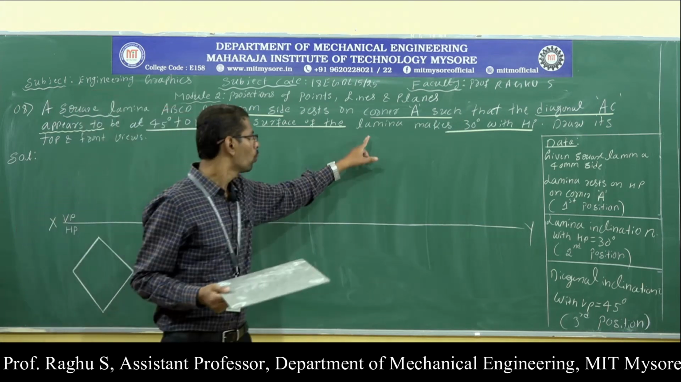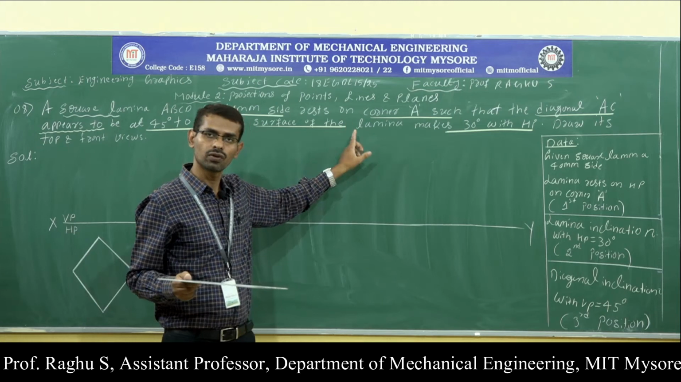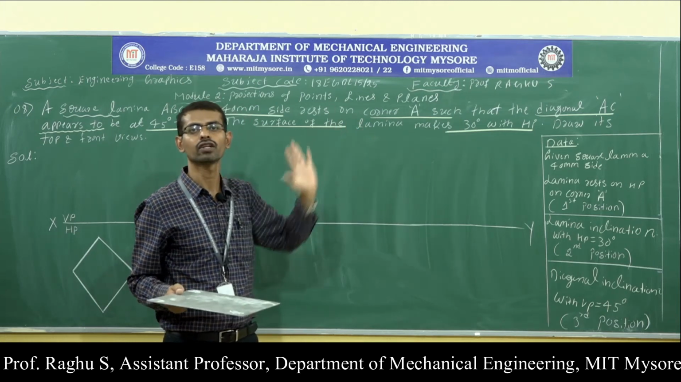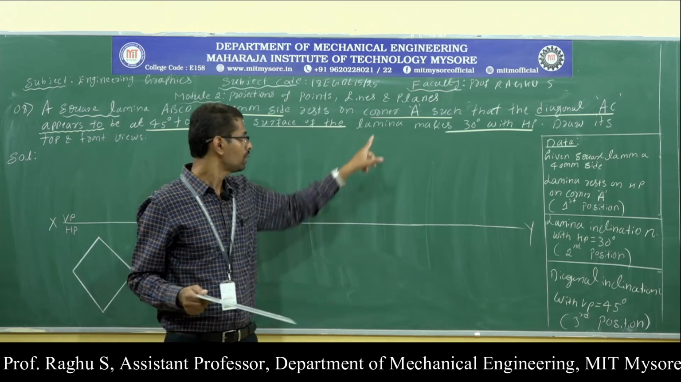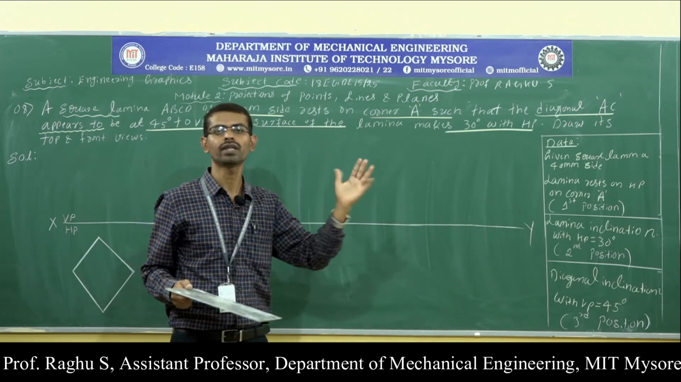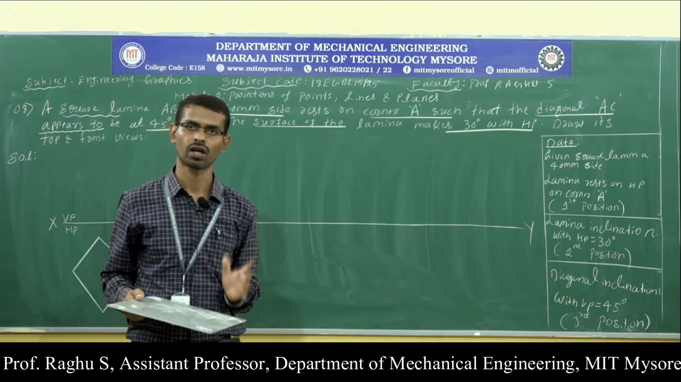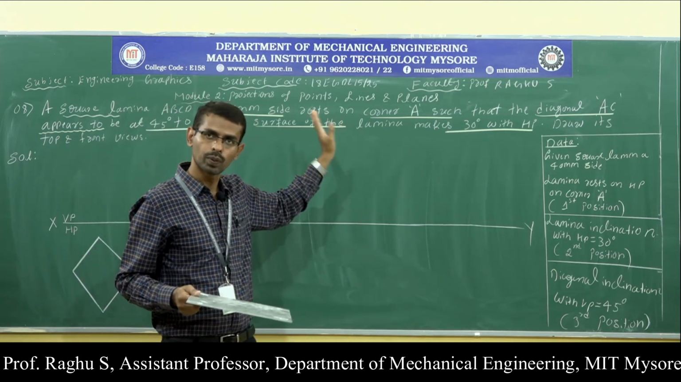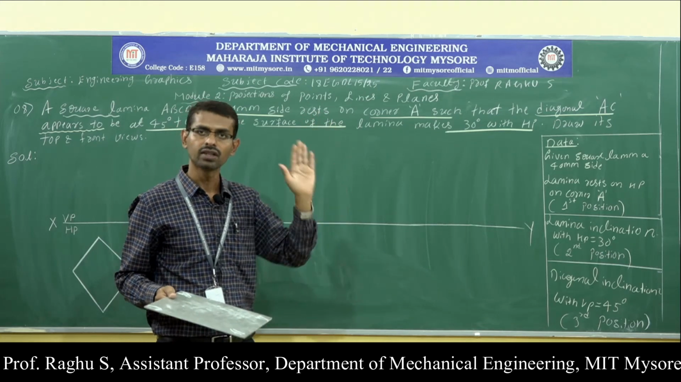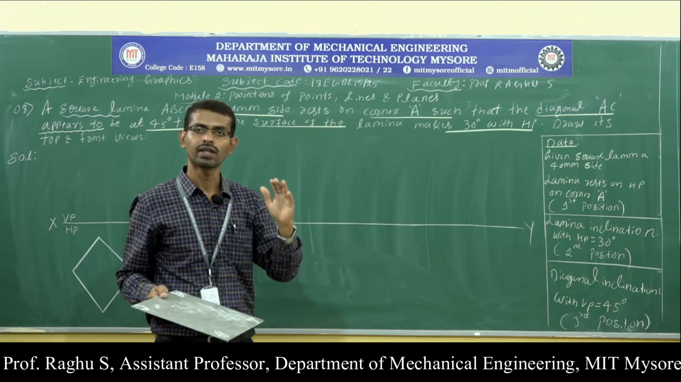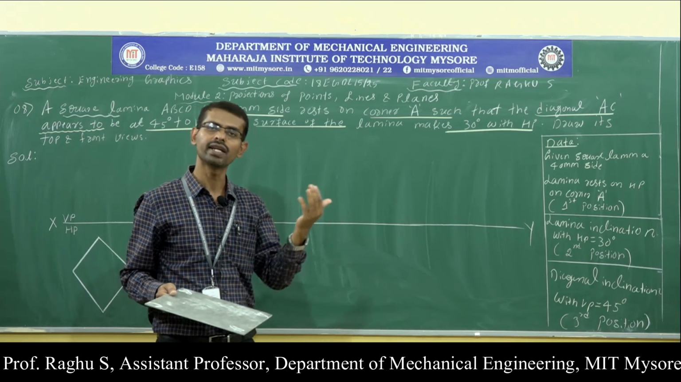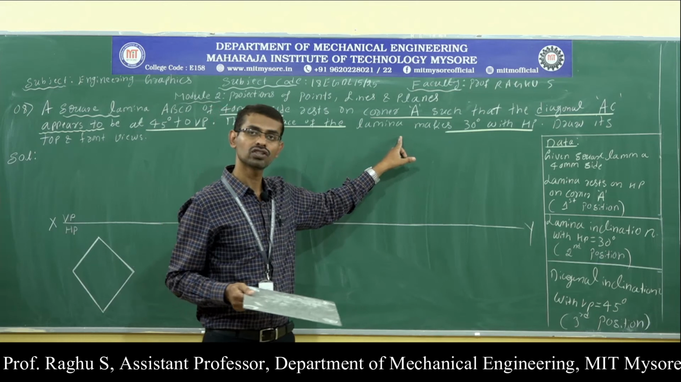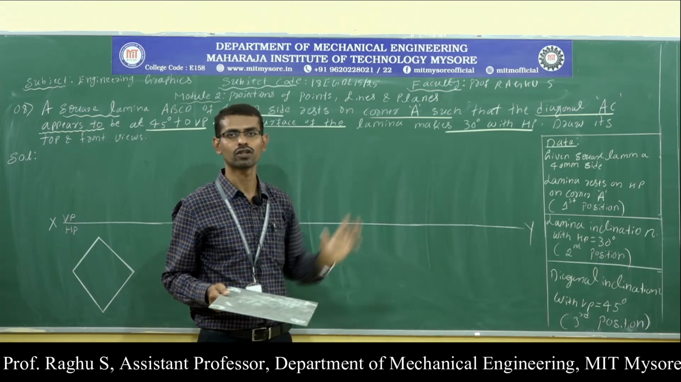Okay, here when the lamina inclination is given, suppose if the lamina is inclined with HP, then the lamina rests on HP. If the lamina is inclined to VP, then the lamina rests on VP. Remember this point. Now in the problem, lamina inclination with HP is given, therefore the lamina rests on HP.